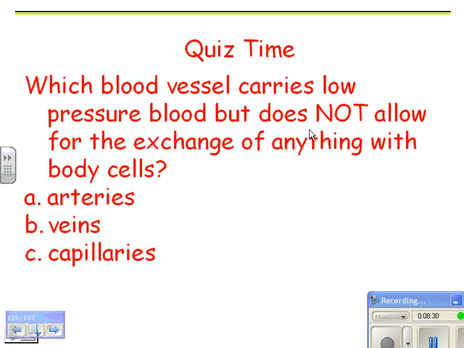Which blood vessel carries low pressure blood, but it's not a capillary is what I'm saying here, but does not allow for the exchange of anything with the body cells? So it's a big, thick one, but it has low pressure blood. Those are veins. So the idea here, capillaries are tiny, tiny, tiny. This wall is one thin, thin, thin cell layer thick. So if that's a capillary, stuff can go out, stuff can go in. It can diffuse through. That's a capillary.